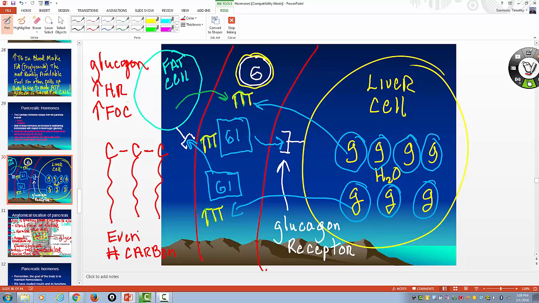But if you're on a beta blocker, so you block epinephrine from binding to beta receptors in the heart, that's going to drop your heart rate and the force of contraction, so you aren't going to be able to send blood flow to your brain and vital organs. So you can give them glucagon at least temporarily to get your heart rate and blood pressure back up. That's just an aside. You'll learn about that in clinical. But that's really the fundamental effects of glucagon in metabolism.